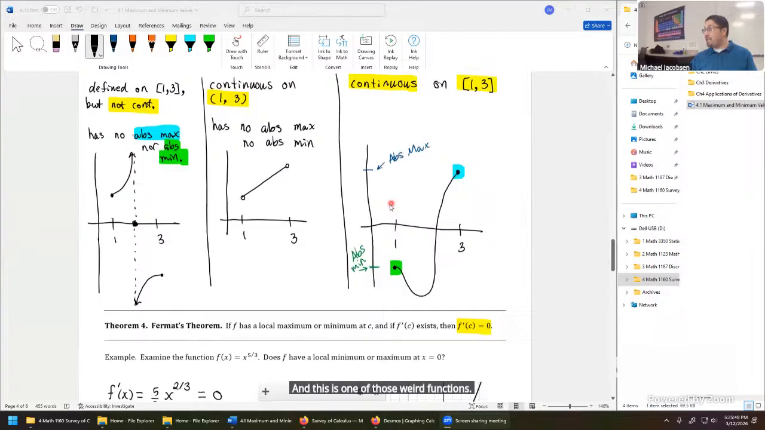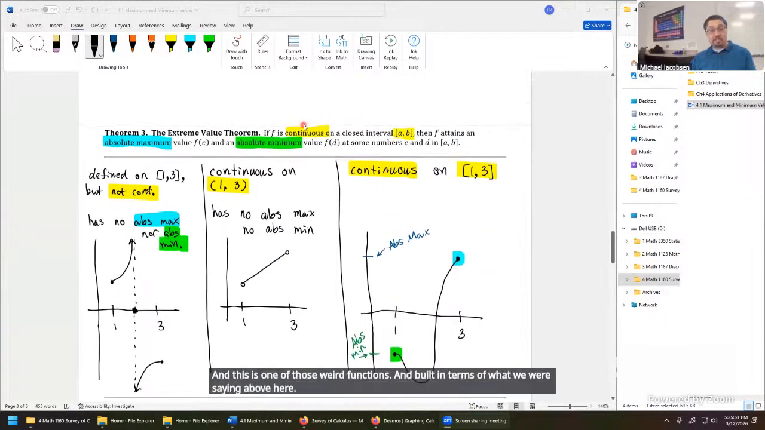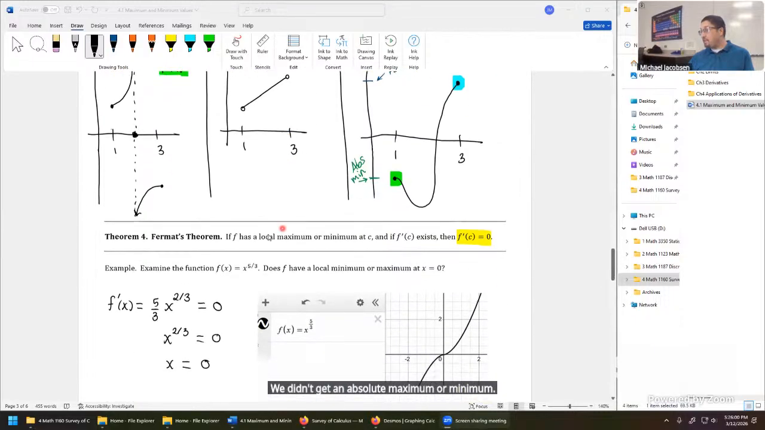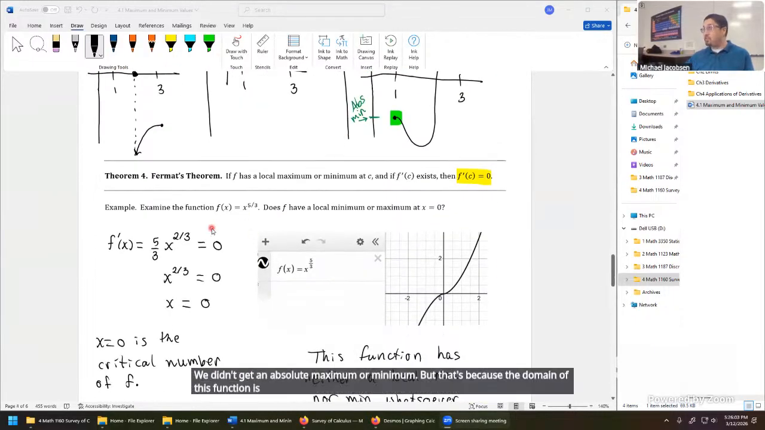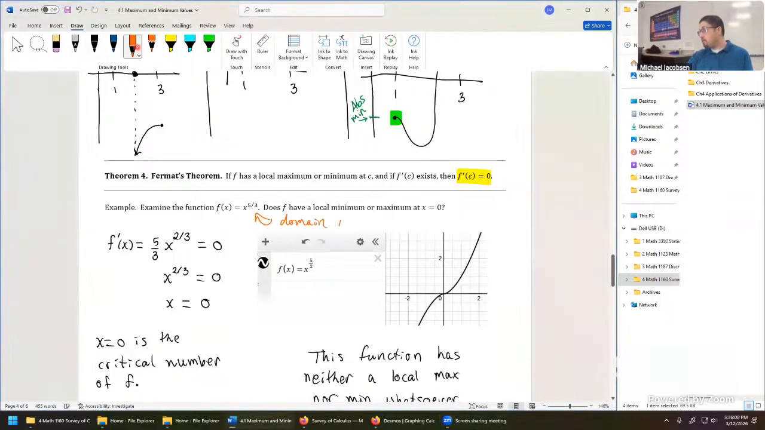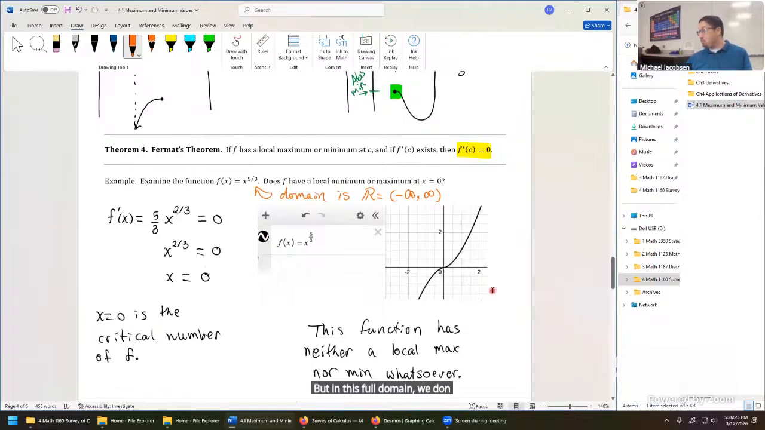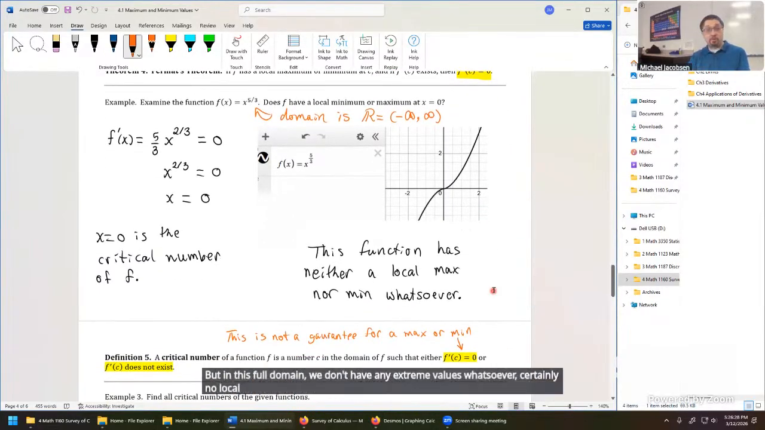And viewed in terms of what we were saying above here, we had a function that's continuous. X to the power 5/3 is a fully continuous function. We didn't get an absolute maximum or minimum, but that's because the domain of this function is not a closed interval. The domain is R equals -infinity to infinity. If we change the domain on that, we could get an absolute max, an absolute minimum. But in this full domain, we don't have any extreme values whatsoever. Certainly no local maximums, no local minimums.